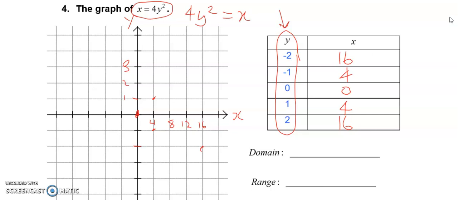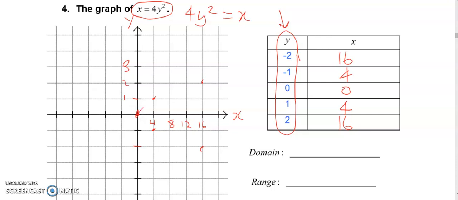And not only that, from the table, you can see that one value of x, which remember now we're considering x to be the independent variable, one value of x, such as 4, actually gives you back two different y values. And that goes against the definition of a function. And finally, if y is 2, x is positive 16, and that's the point right there.